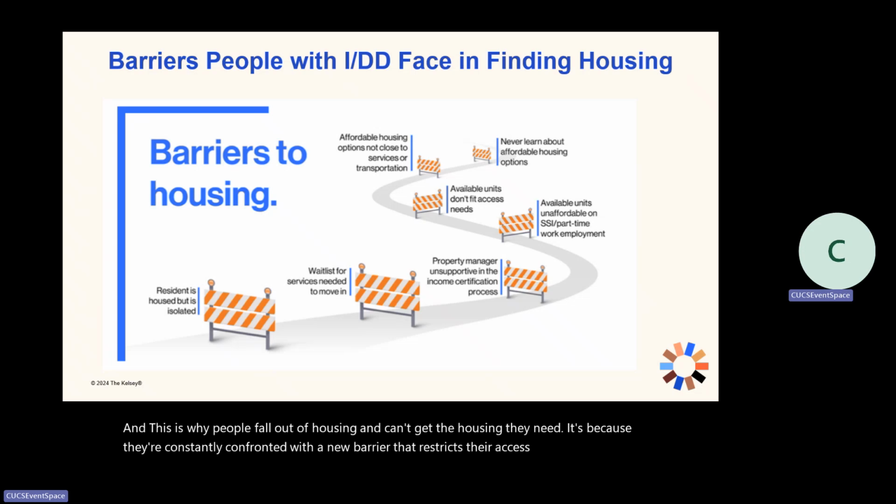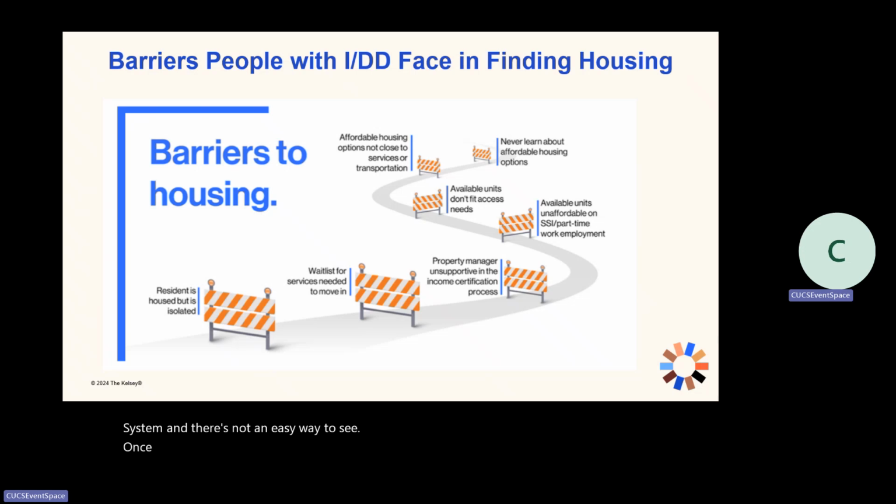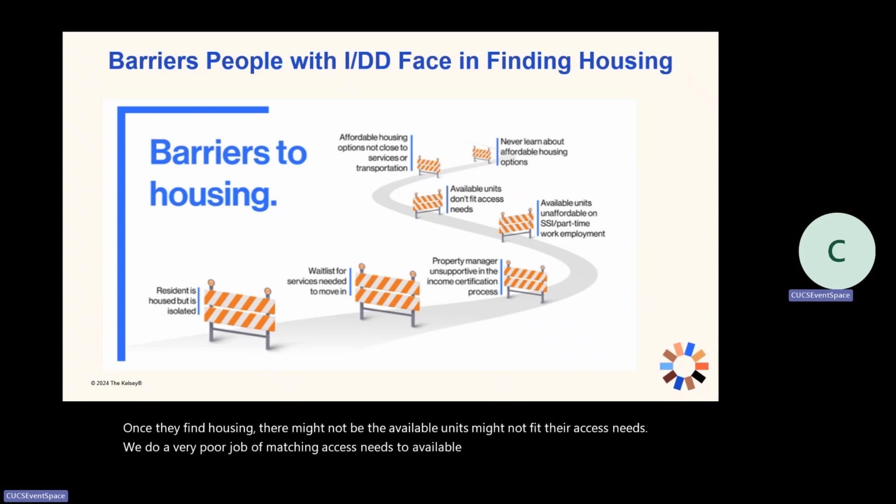So, you know, they might not even know what affordable housing opportunities are available to them. It's a complex system and there's not an easy way to see. Once they find housing, the available units might not fit their access needs. We do a very poor job of matching access needs to available units. And so you might not find a unit that you can even live in.